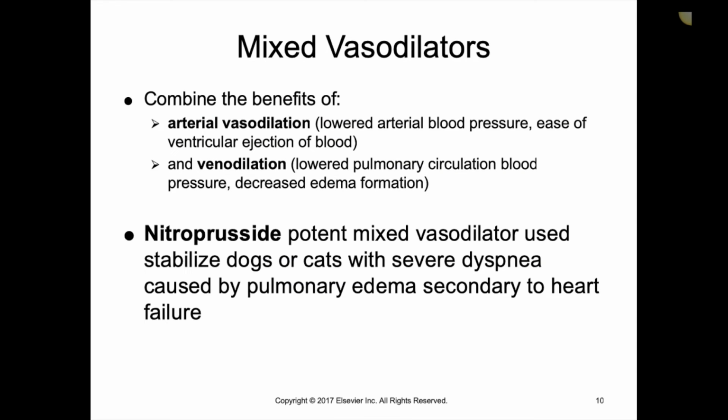Alright, then we have mixed vasodilators. So these are the combined benefits of arterial vasodilation, which is the lowered arterial blood pressure and ease of ventricular ejection of blood, and venous vasodilation, which is lowered pulmonary circulation blood pressure, decreased edema formation. The one that we talk about the most is nitroprusside, which is a potent mixed vasodilator used to stabilize dogs or cats with severe dyspnea caused by pulmonary edema secondary to heart failure.